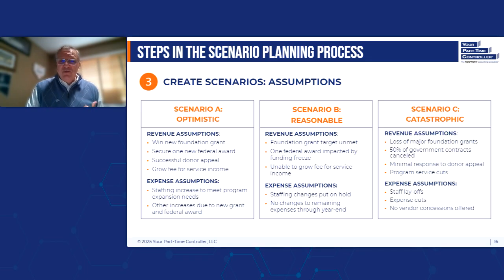And then the third is your catastrophic scenario. This is the exact opposite of scenario A, where not only did not everything go the way we wanted, it's going in the other direction. We're losing grants. We didn't get the contract and we lost government contracts. We did a donor appeal and nobody responded. And so based on that, we're going to have to cut costs and reduce staff. Nobody wants to be in scenario C.